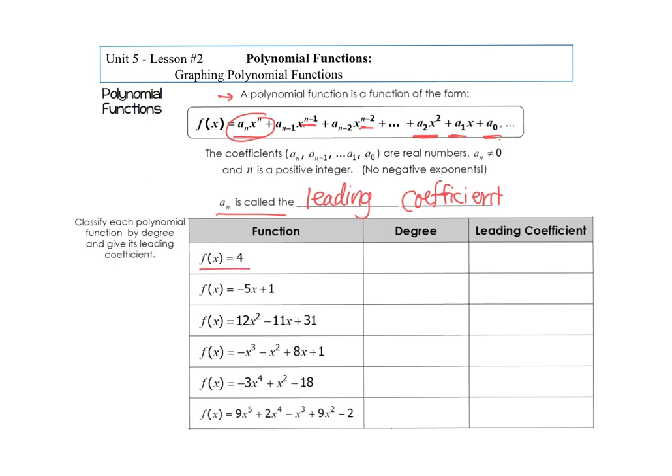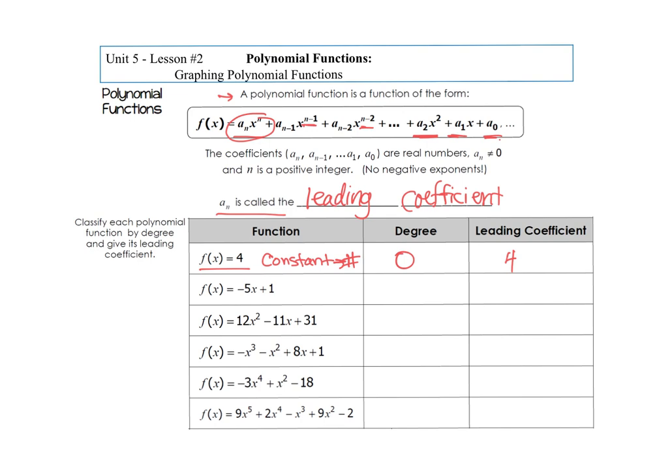So our first function is f of x equals 4. If you notice in this function, it does not have an x or any variable in it. So 4, this is what we call a constant, okay? No variables. So when we have just a constant, which again is just a number, it's a degree of 0. The degree is, again, the highest exponent in the polynomial, and if we do not have a variable, we don't have a highest exponent because it has to be attached to that variable. So the leading coefficient, though, in this would still be 4. It's the only number in the problem.